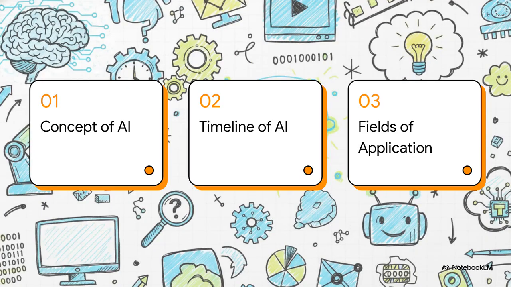So, here's our game plan for today's explainer. First, we'll look at the core concept of AI. Then we'll walk through the timeline of AI, and finally, we'll explore the main fields of application.